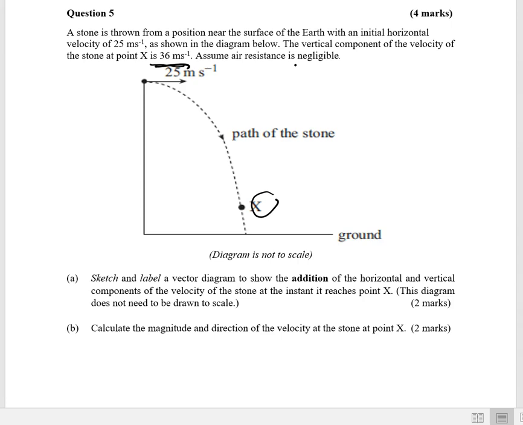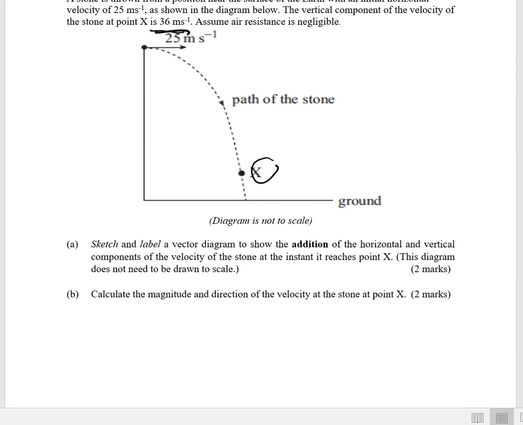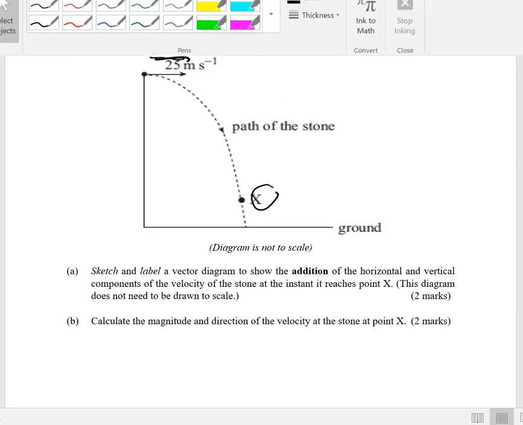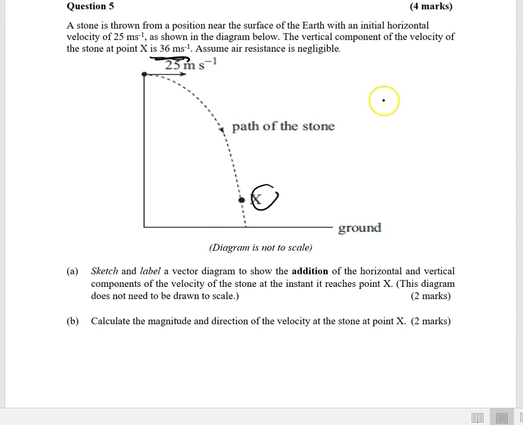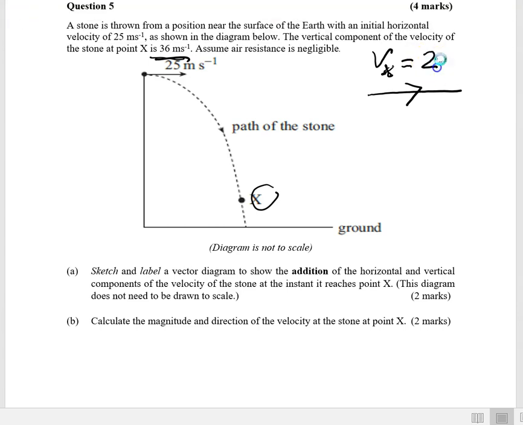So you have to draw the addition. In other words, it's a vector diagram. How do you want to draw it? There's a lack of space here. Perhaps I'm going to draw at the side. So number 1, I will draw Vx and label it. Oops, it's not 36. We erase this one to make a correction. This is 25 meters per second.